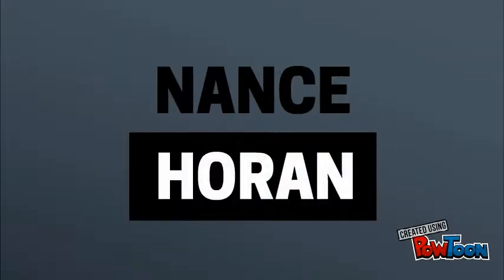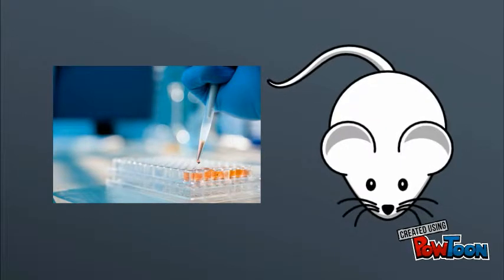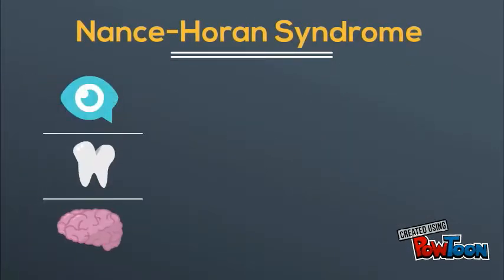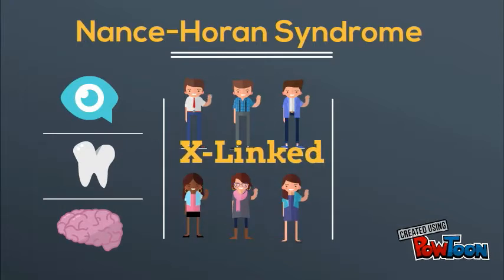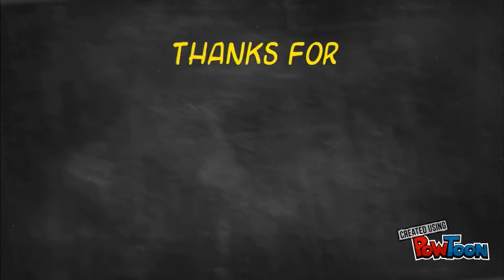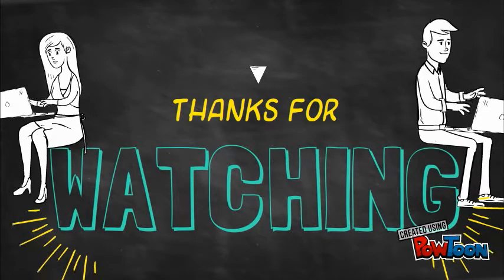Much of what we know about Nance Horan syndrome today can be contributed to the joint efforts of Walter Nance and Margaret Horan, as well as genomic technology involved in Sanger sequencing and animal models. Cataracts, screw-like teeth, and intellectual disability, as well as X-linked inheritance and unequal symptom expression are characteristic of Nance Horan. There's much left to be discovered about Nance Horan syndrome, but the boom in support for genomics is bound to be a helpful player in uncovering all there is to know about this genetic disease.